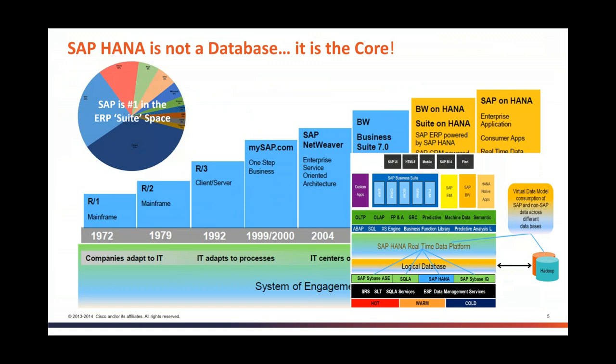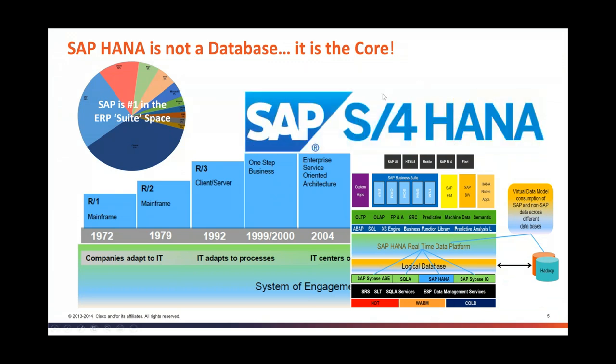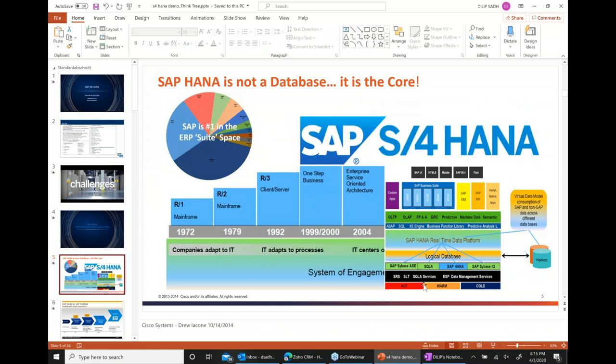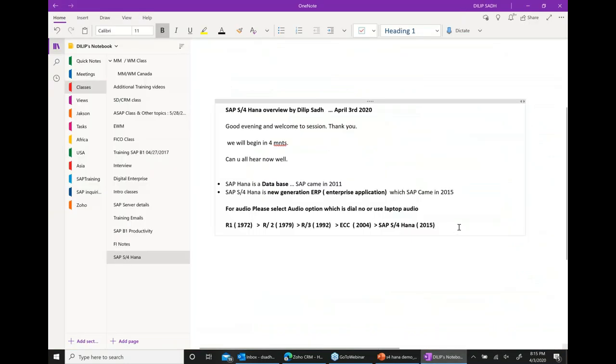Since 1972, this is how SAP has evolved. And then SAP came with SAP S/4HANA, which was in 2015. Somebody is asking a question.